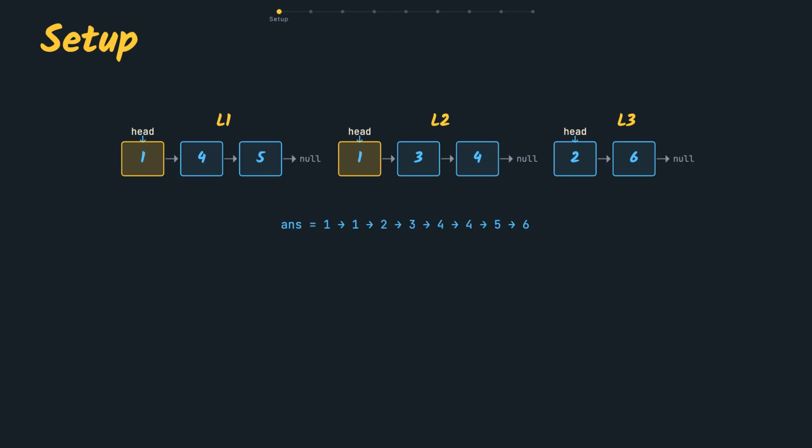We want them fused into one sorted chain. 1, 1, 2, 3, 4, 4, 5, 6. And we're linking real nodes, not copying numbers. The output is a linked list, stitched together from these existing pieces. The lists can run long too, up to 10,000 nodes in total. So whatever we cook up has to scale, not just work on a toy.